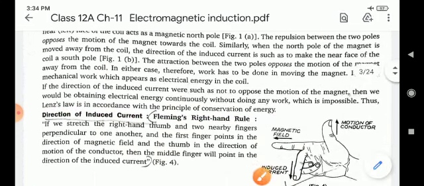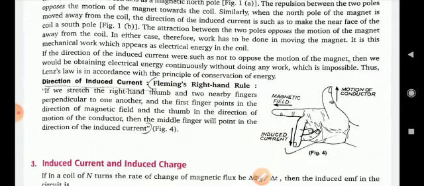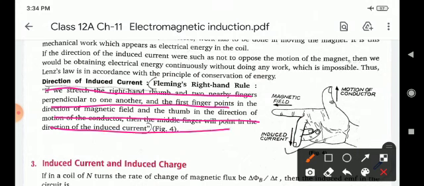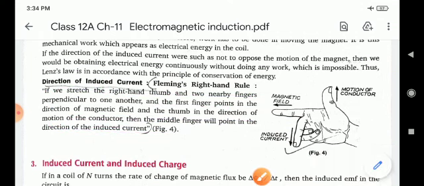Children, direction of induced current: Fleming's right hand rule. Please remember it. If we stretch the right hand thumb and two nearby fingers perpendicular to one another, and the first finger points in the direction of the magnetic field and the thumb in the direction of motion of the conductor, then the middle finger will point in the direction of the induced current.